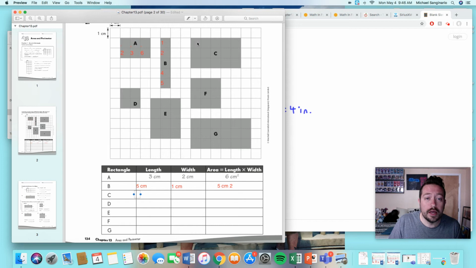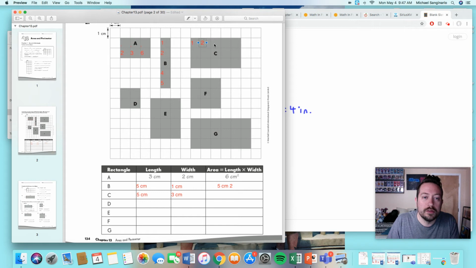Letter C, we have the length up top here. This is the longer side. So my length is 1, 2, 3, 4, 5. So my length would be 5 centimeters. And then I'm going to count my width. The width is the shorter side. 1, 2, 3. 3 centimeters. So now all I'm going to do is count all the boxes.